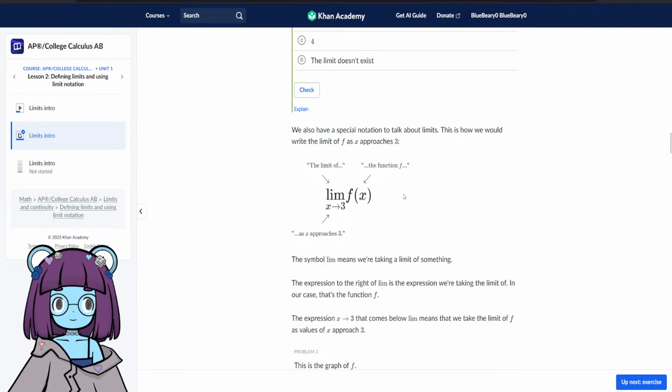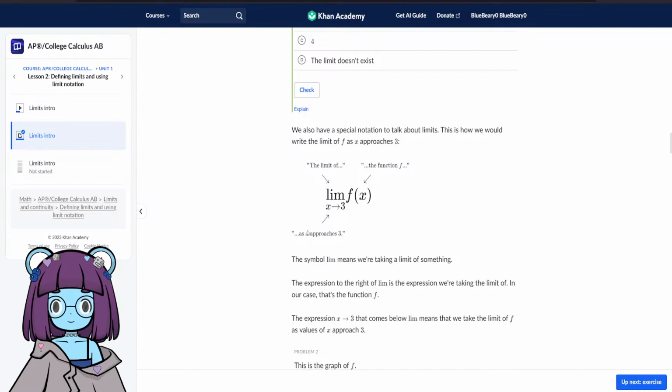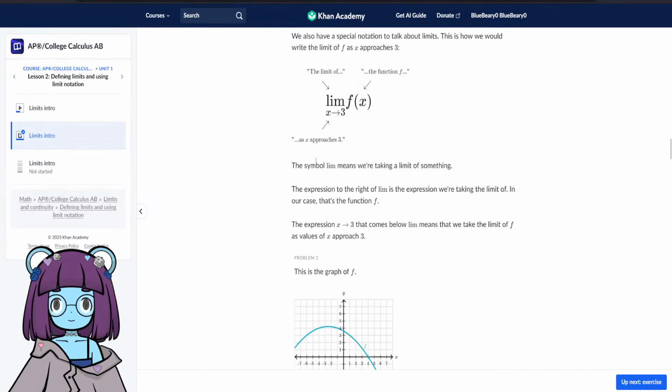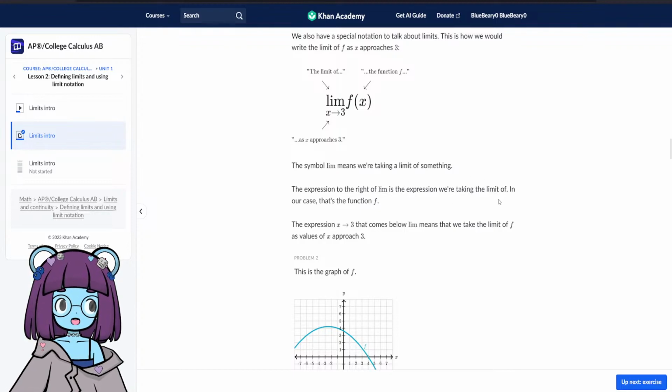We also have a special notation to talk about limits. This is how we would write the limit of f as x approaches 3. The limit of function f as x approaches 3. The symbol lim, or limit, I assume, means we're taking a limit of something. The expression on the right of lim is the expression we're taking the limit of.